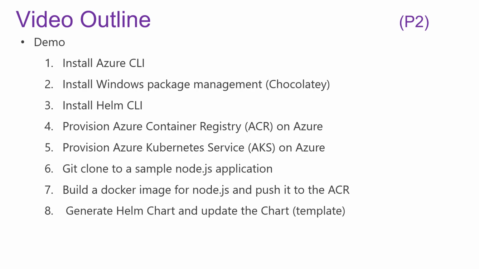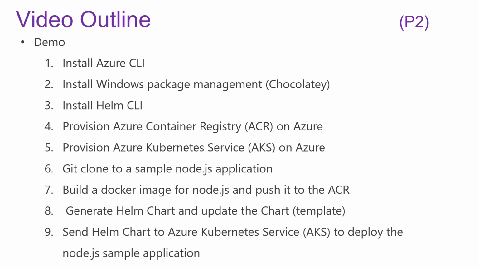And then generate the Helm chart using the Helm command, and then update this chart with my values, including where my image is and where my Azure Container Registry is and so on. And after that, execute the Helm chart to send it to Azure Kubernetes Service to deploy my application to Kubernetes. But first, let me give you a quick introduction about myself.